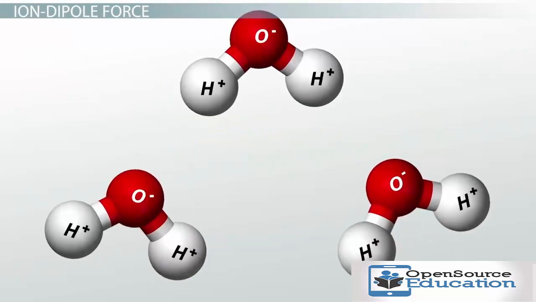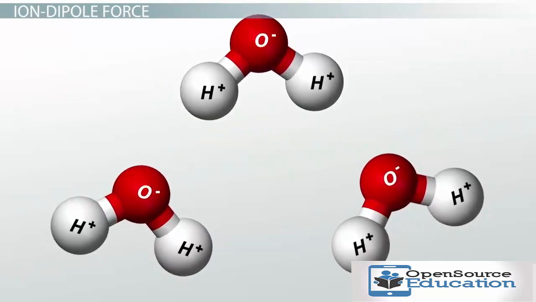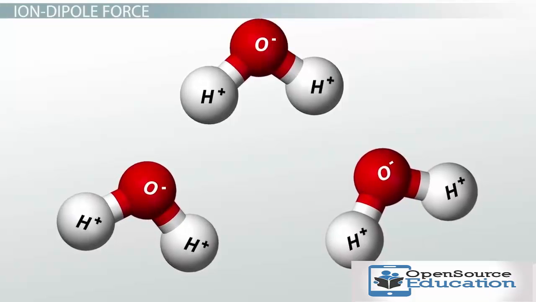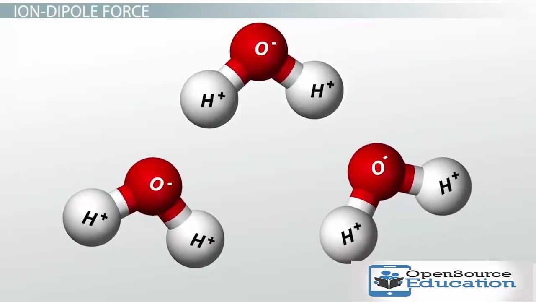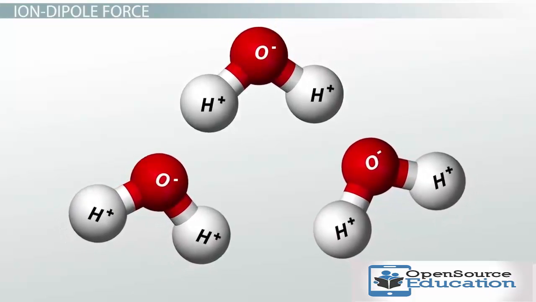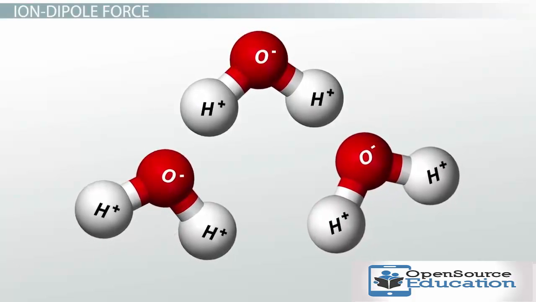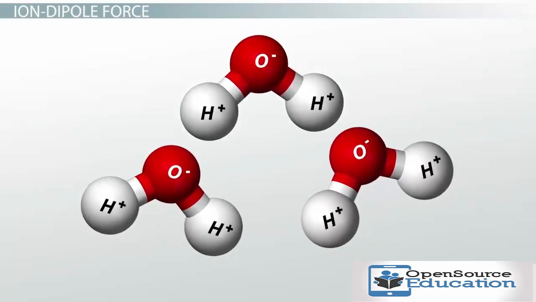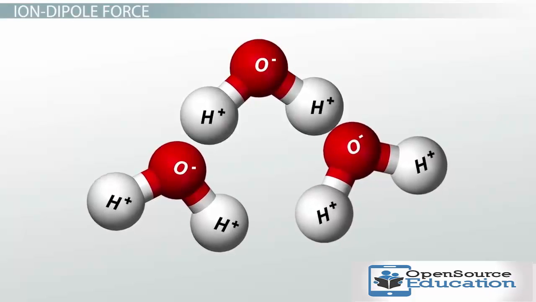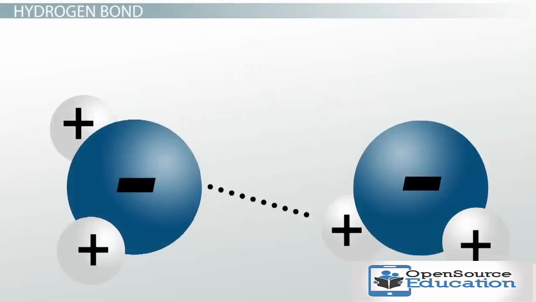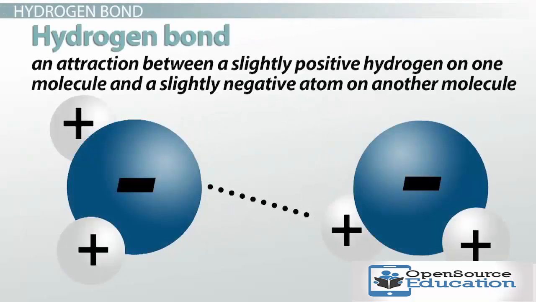So knowing that a dipole molecule has a slight charge on either side, and that ions have charges, either negative or positive, you can understand how these would bond together. Cations would be attracted to the negative side of a polar molecule, and anions would be attracted to the positive side. Simply put, a hydrogen bond is an attraction between a slightly positive hydrogen on one molecule and a slightly negative atom on another molecule.